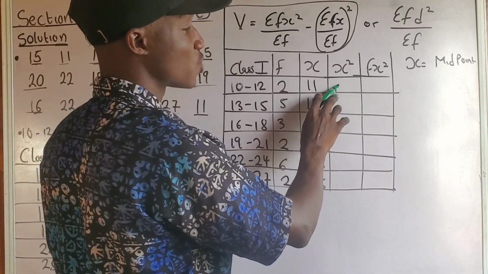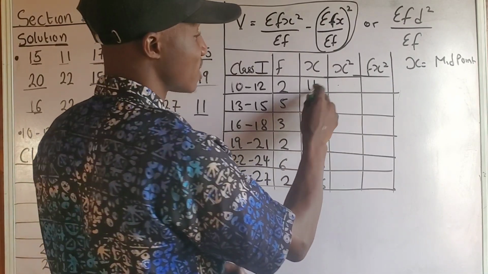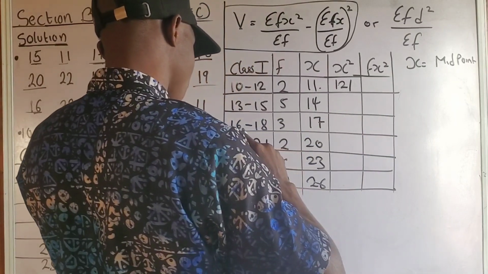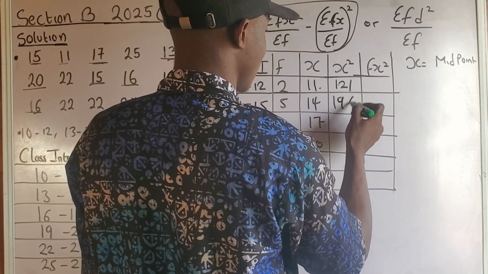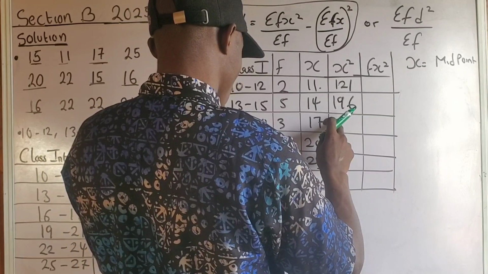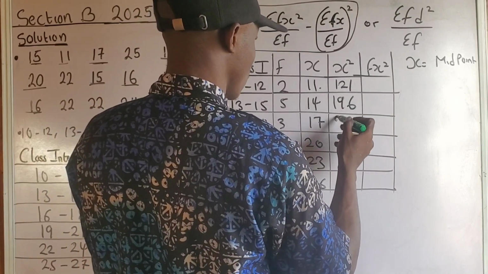So, having gotten the value of x, let us take the value of x squared. For the first value, I'm going to have 11 squared. 11 squared is 121. Then here, I'm going to have 14 squared. 14 squared is 196. Then 17 squared. 17 squared is 289.